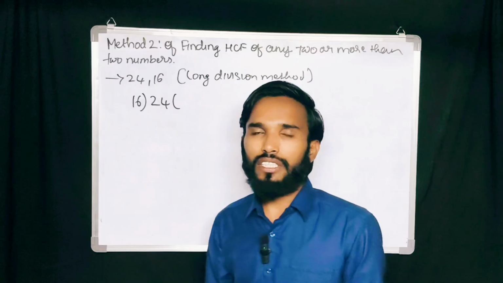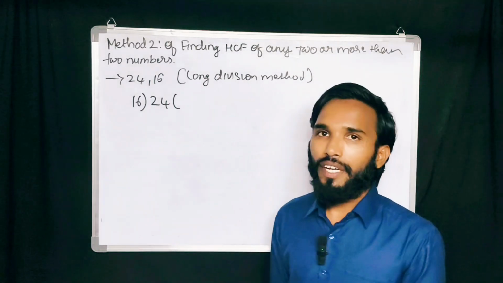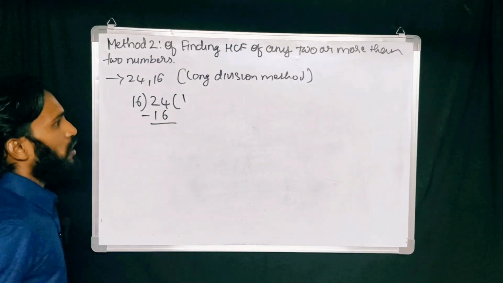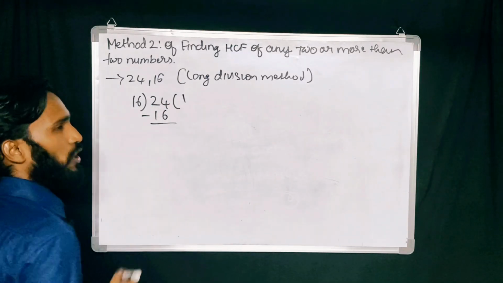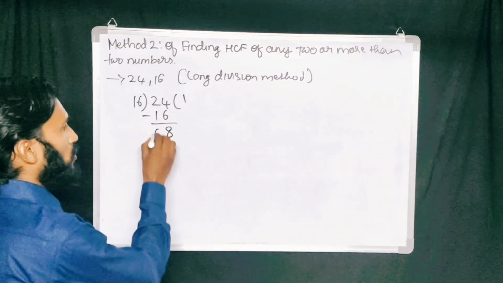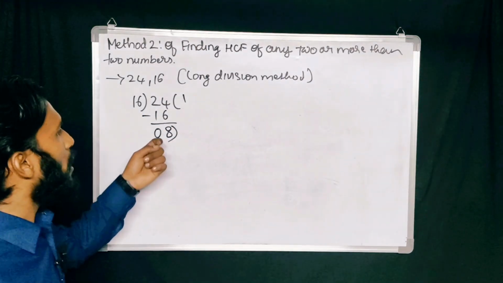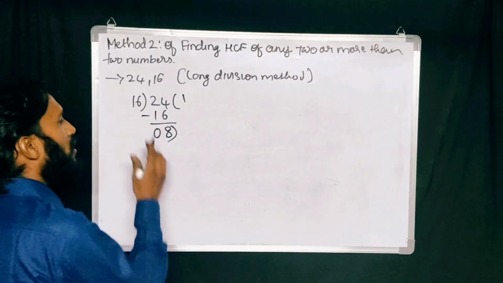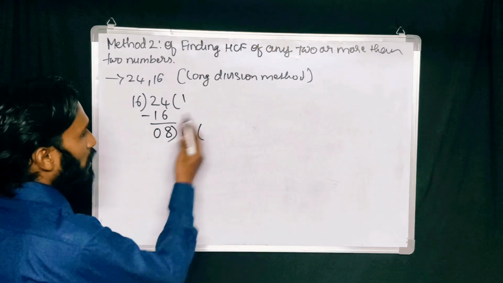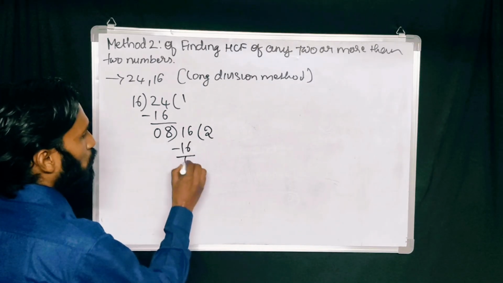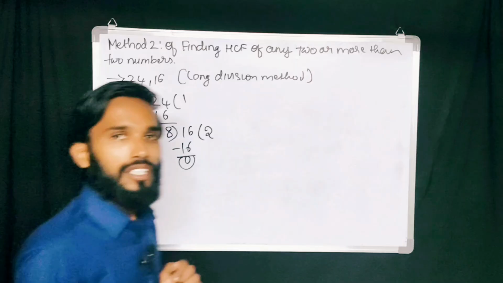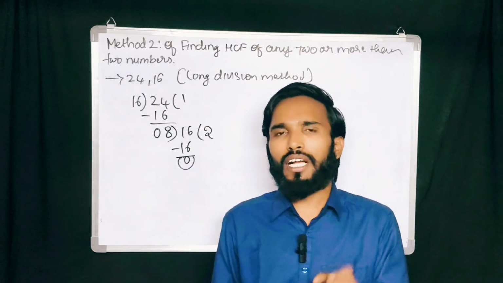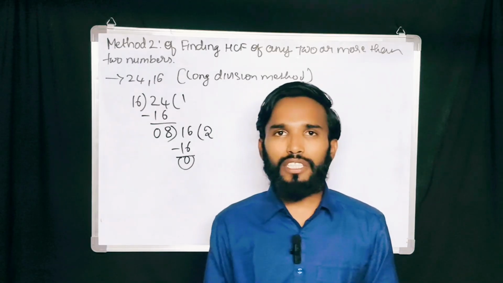We know that 2 sixteens are 32, which is more than the dividend. So take 1 time 16, and 24 minus 16 is 8. This remainder becomes the divisor in step 2, and we take the previous divisor as the dividend. So in the 8 table, 16 comes 2 times. As per the definition of the HCF, the number which divides both numbers completely, leaving remainder 0, is called HCF.